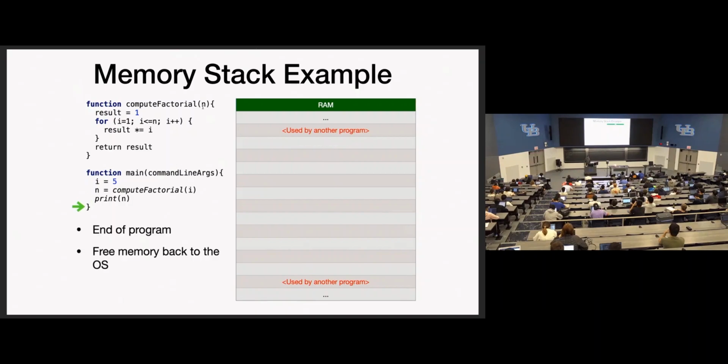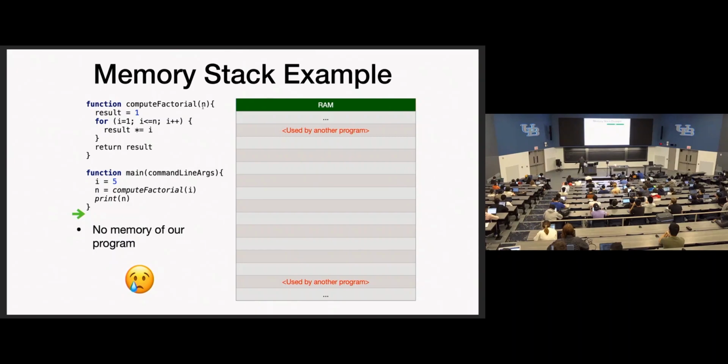And then we reach the closing brace of our main method. That's our top level stack frame. That means everything to do with our program is destroyed. Any variables that were declared, gone. Blow it all up. Free up that RAM. And give that RAM back to the operating system and say, thanks for letting us use this. And there's no memory of our program. It's all gone. Completely gone after the program ends. All that RAM is freed up and given back to the OS.